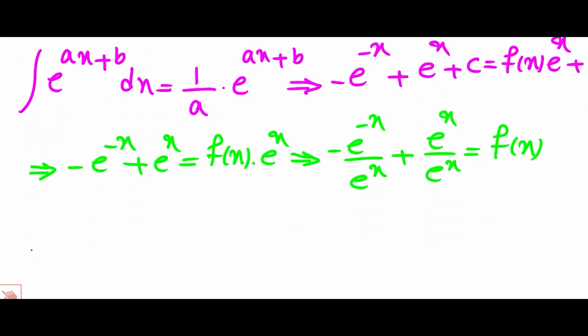So final answer: f of x equals negative e to the negative x over e to the x, means e to the negative x, using exponent rules. So we have negative e to the negative 2x plus e to the x over e to the x equals 1. So f of x equals negative e to the negative 2x plus 1.